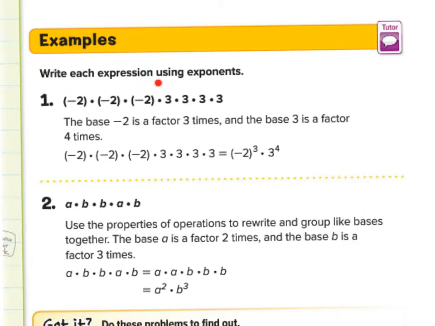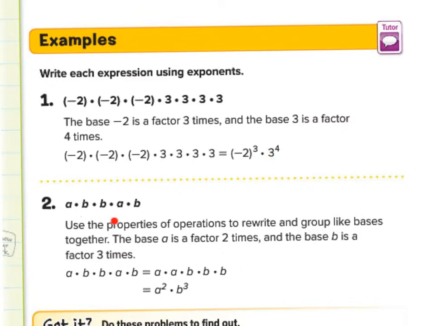Okay, examples. Write each expression using exponents. Please take a look at how this expression with the negative is written with exponents. We have negative 2 times negative 2 times negative 2. How many times does it repeat itself? And then positive 3, how many times is that factor repeated? Negative 2 to the power of 3, because there's 1, 2, 3, times 3 to the power of 4. And that's how we would write it exponentially.